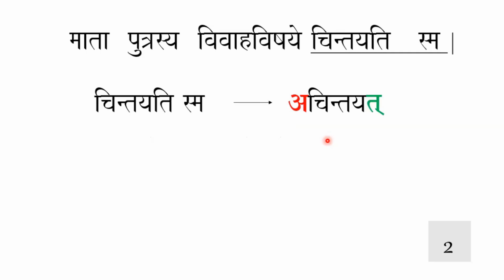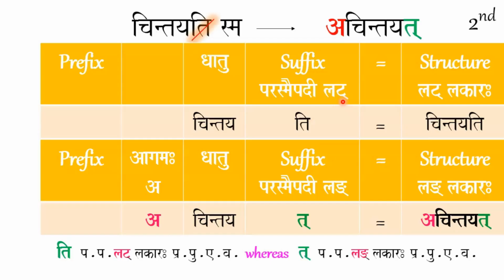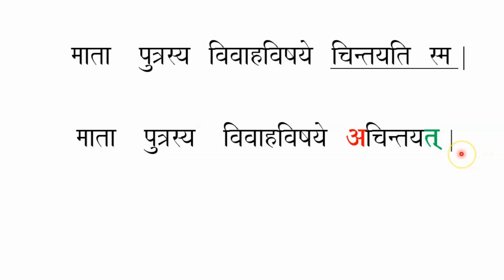Let's move on to our second example. Here, Chintayati Sma becomes Achintayat. First, Sma Avyayam is cancelled. After that, the ending present suffix ti is replaced by halanta t in past. And then all words are brought together, which becomes Achintayat. So our sentence would be Mata putrasya vivaha vishaye achintayat.